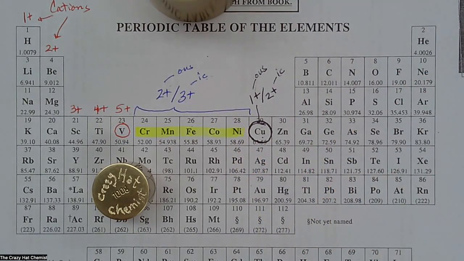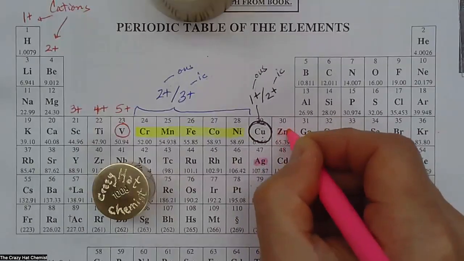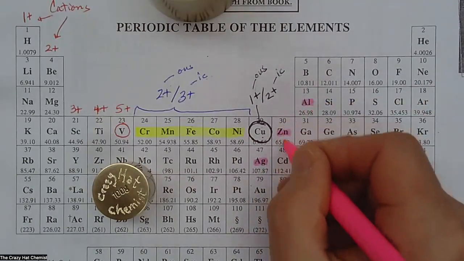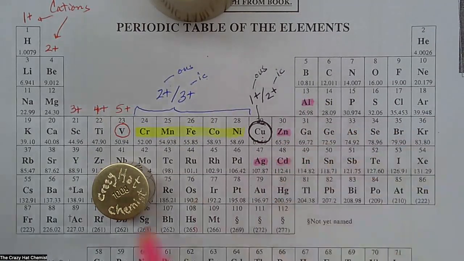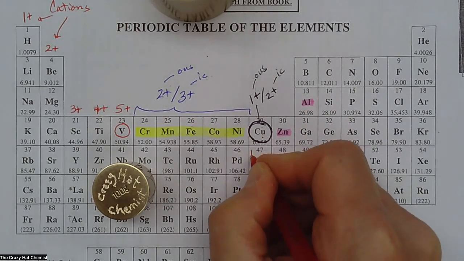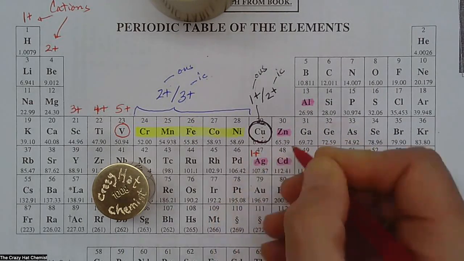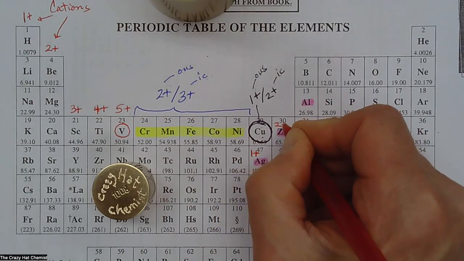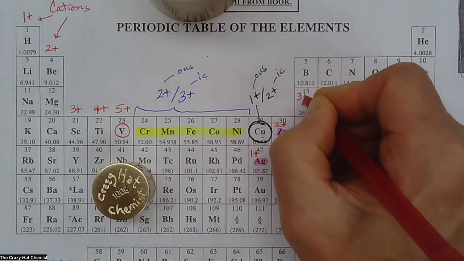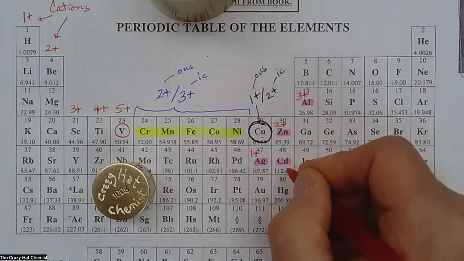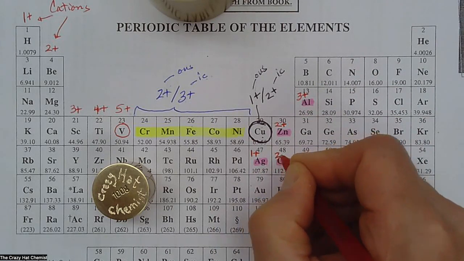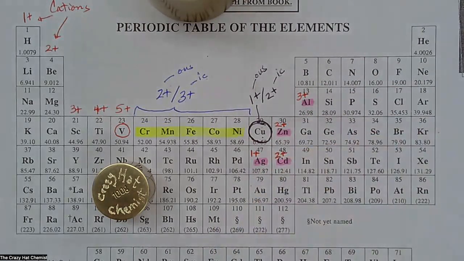All right. Now we have a diagonal pattern of 1, 2, and 3, and then in the same column as zinc is cadmium. So these 4 elements have a single charge: a 1 plus for silver, a 2 plus for the zinc, and a 3 plus for the aluminum. And since zinc and cadmium are in the same column, that's a 2 plus for those two.